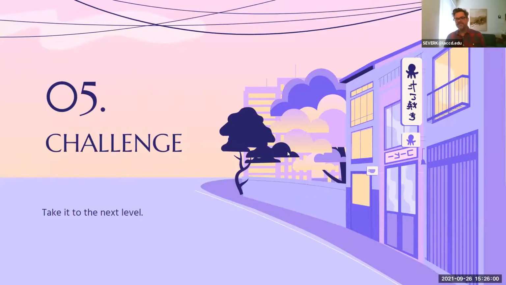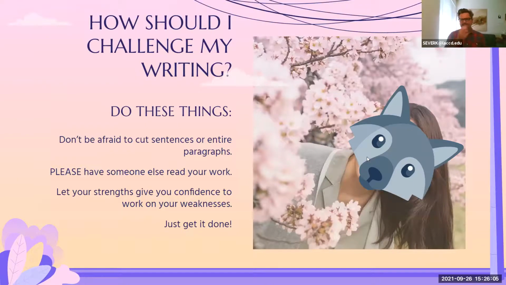Part 5, just a challenge. You've done all that other stuff. Here are some things to take your writing to the next level. Don't be afraid to cut. You can take out a whole paragraph. If it's not working, don't be afraid. You can always add another one. Cut a sentence if it's not working. Be okay with trimming stuff back. I know you want your writing to make a word count, but it's also okay to take stuff away.